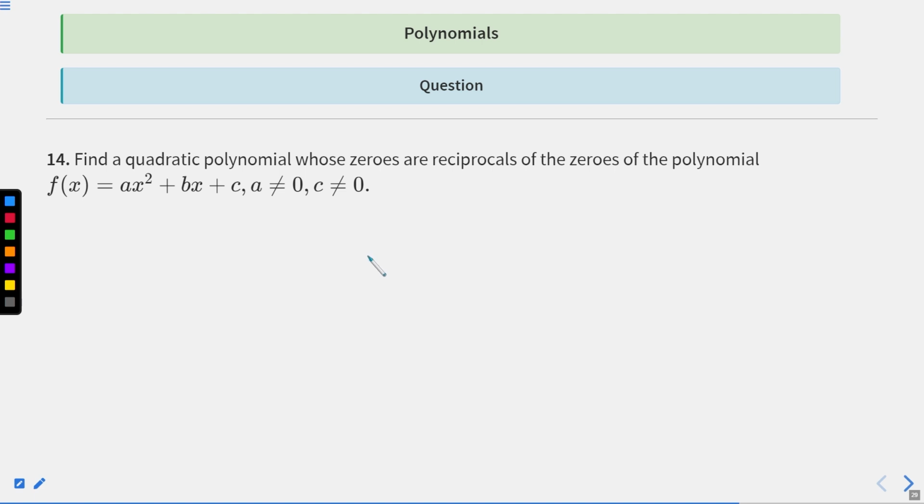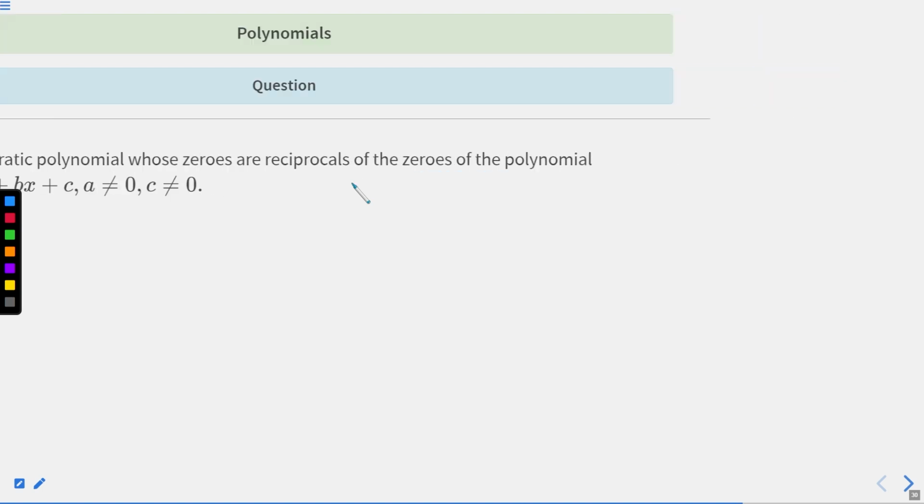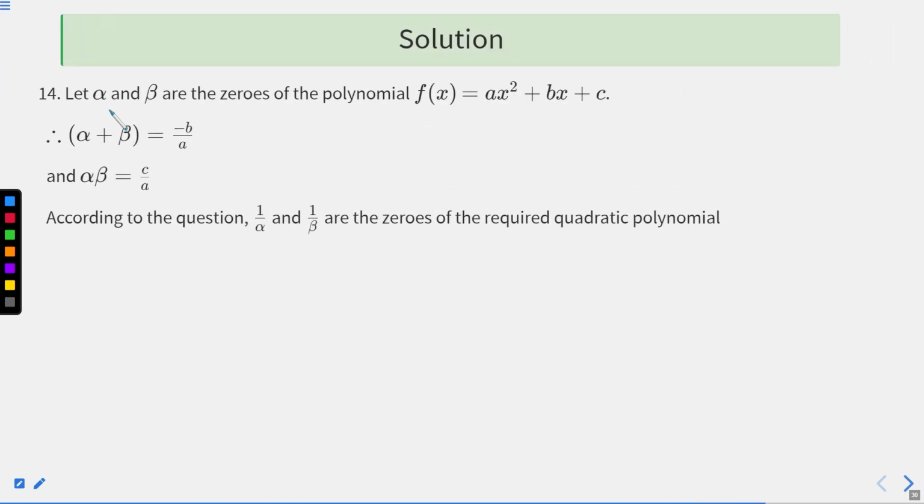So in question number 14, we have to find a quadratic polynomial whose zeros are the reciprocals of the zeros of the polynomial p(x) = ax² + bx + c, where a is not equal to 0 and c is not equal to 0. So we need to find a quadratic polynomial whose zeros are the reciprocals of the zeros of this polynomial. Here you can let alpha and beta be the zeros of the polynomial f(x) = ax² + bx + c.